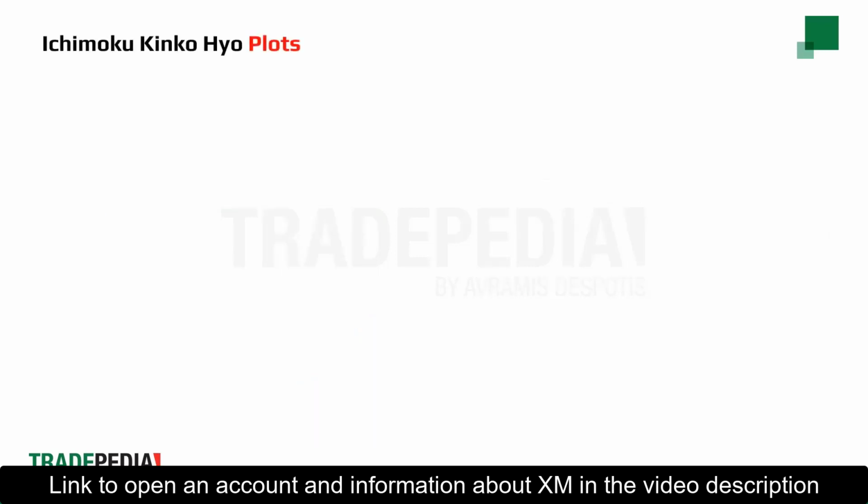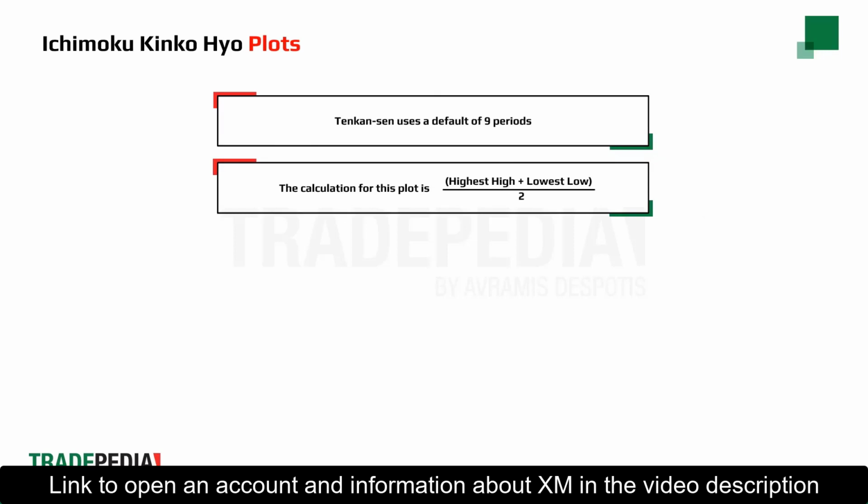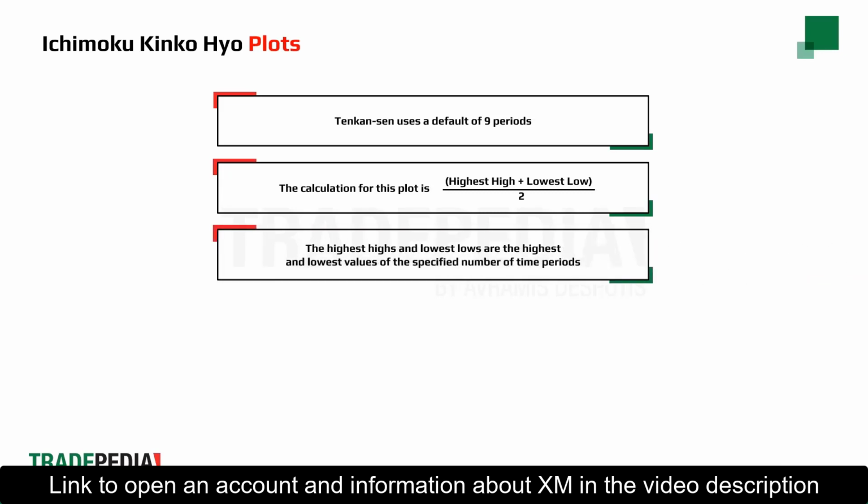The Ichimoku indicator consists of 5 different plots. The Tenkan-sen uses a default of 9 periods. To calculate the Tenkan-sen, add the highest high and lowest low of the last 9 periods and divide them by 2. The highest highs and lowest lows are the highest and lowest values of the specified number of time periods.